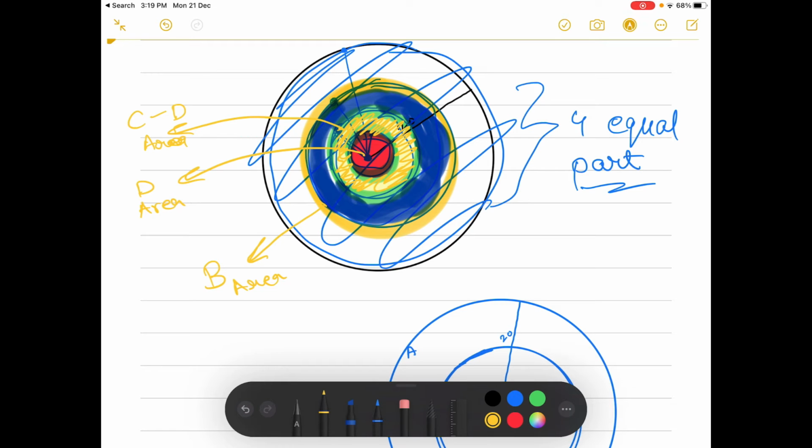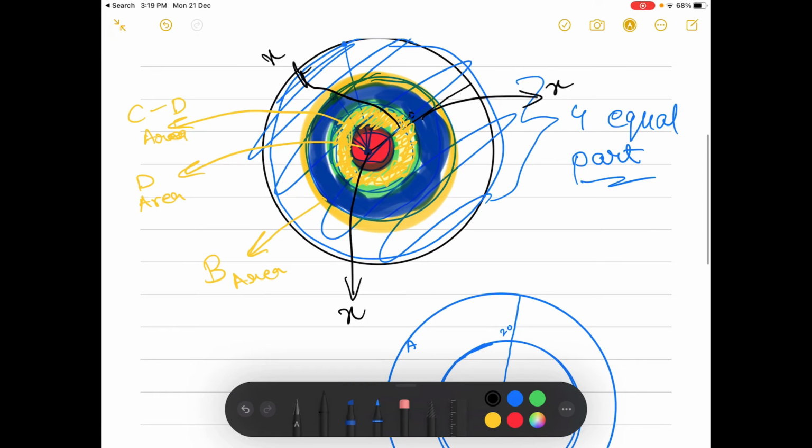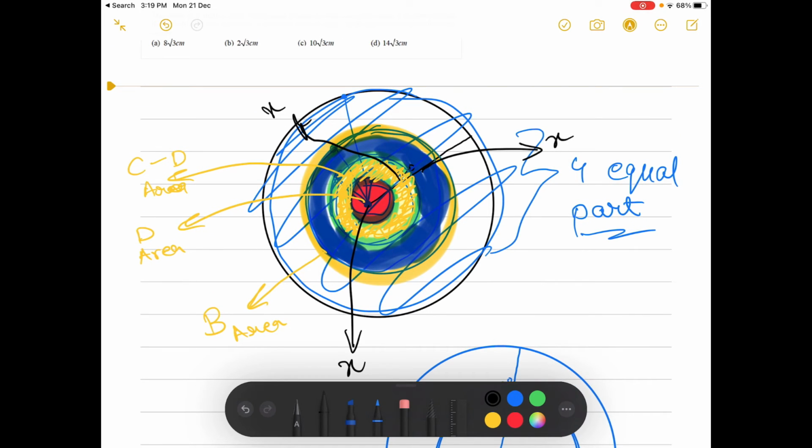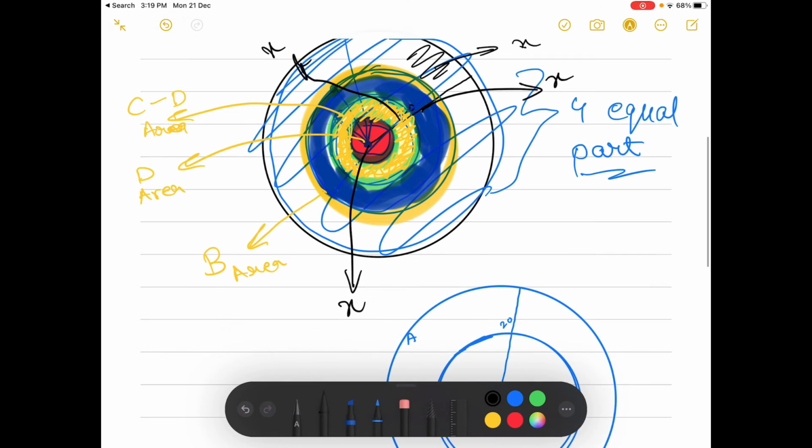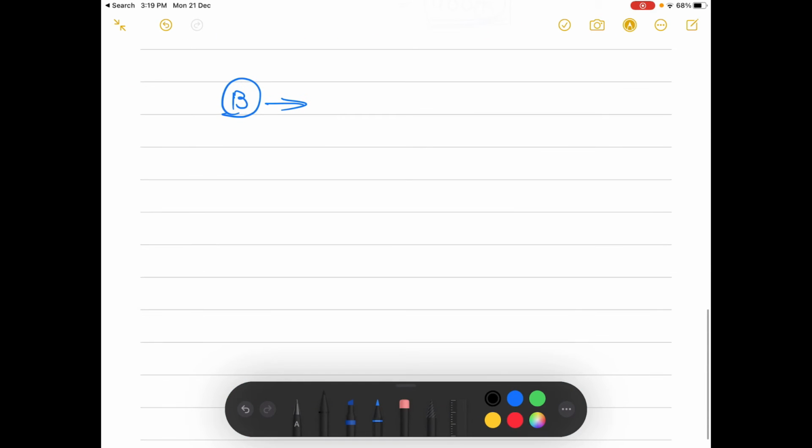So we can say that this yellow area is X, this is also X, and this is also X, as we have talked earlier. So when these three are X, and lastly we also know that the area of this rim around it is also X. So this is 4X. So the area of one part of it would be 4X.